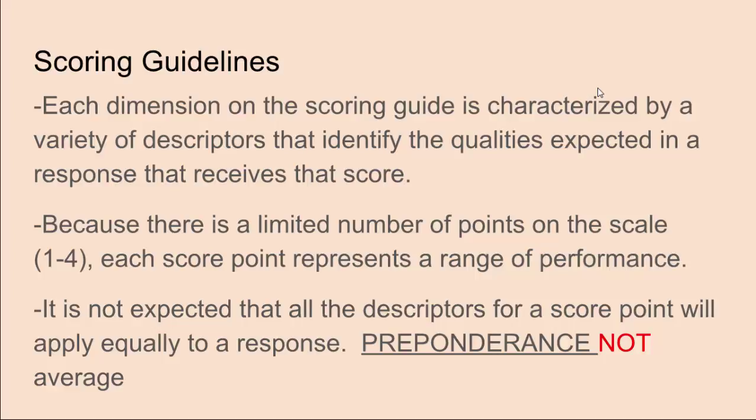And I know that's hard, but you just want to commit to one score point and land there, knowing that this isn't an average of circling bullets and then seeing, let's add them up and divide by this many. It's really the idea of preponderance. Where does the preponderance of evidence lie in this paper? And then align that to a score.